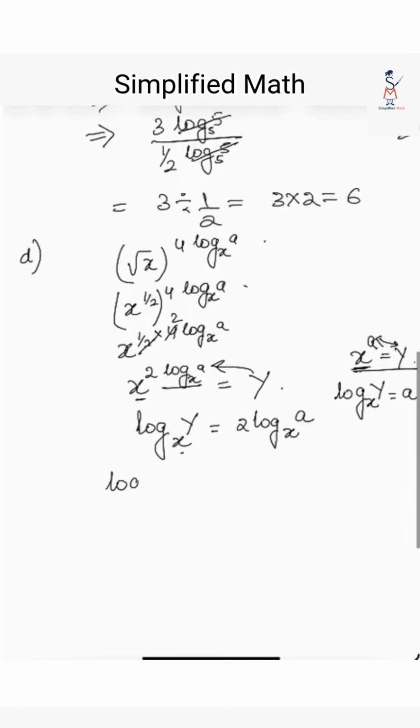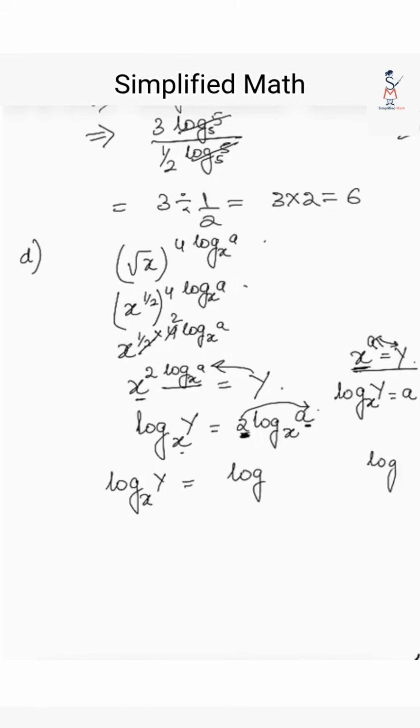Now we know log y to the base x is equal to log, this root 2 over here is the power of this log. This will go in the power. This is the rule: like log a square, then it will become 2 log a. And if it is 2 log a, you can write it as log a square. The base can be any. So this will be log a square to the base x.